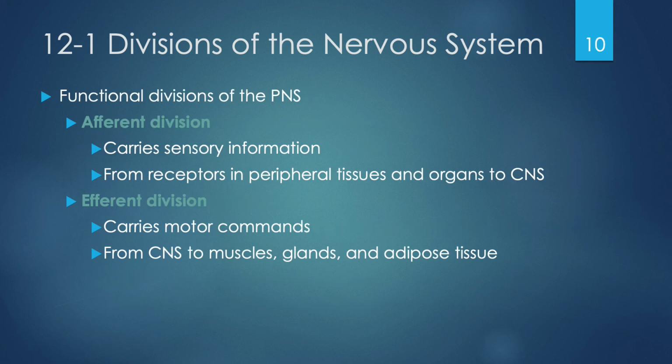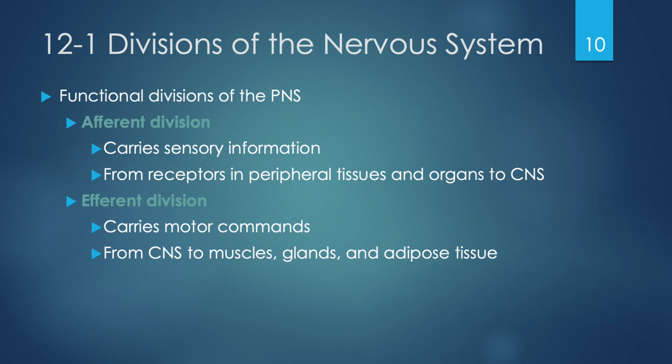The peripheral nervous system is broken down into two different functional divisions, the afferent division and the efferent division. The afferent division is going to be carrying sensory information, and it takes it from the receptors that are in our peripheral tissues and in our organs and brings that information up to the central nervous system, which is the spinal cord and the brain, so it can be processed.